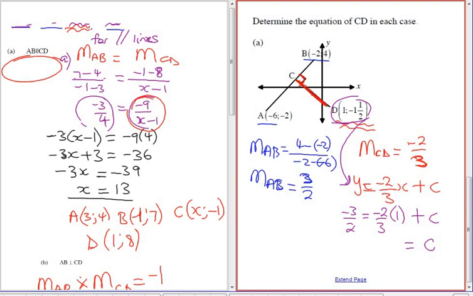Okay, go ahead. Okay, I am getting -5 over 6 actually, so I hope you've got the same solution here. It's -3 over 2 plus 2 over 3. You should get -5 over 6 over there. So our equation for this one will simply be -2/3 x minus 5 over 6.